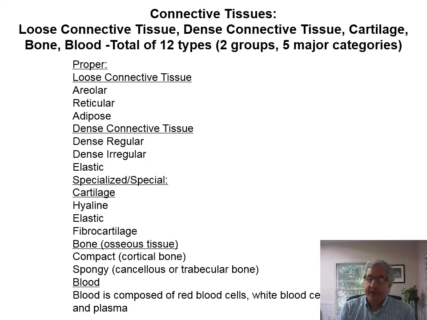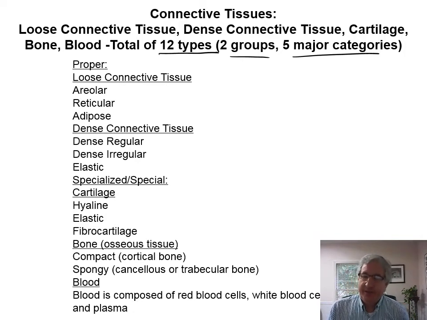Okay, we finished the epithelial tissues. Now we're going to talk about connective tissues. And connective tissues, there's 12 types of those. We have two groups, 5 major categories. The groups I'm not going to worry about nearly as much. That's not a big deal to me, and I don't think it's all that particularly useful, really.